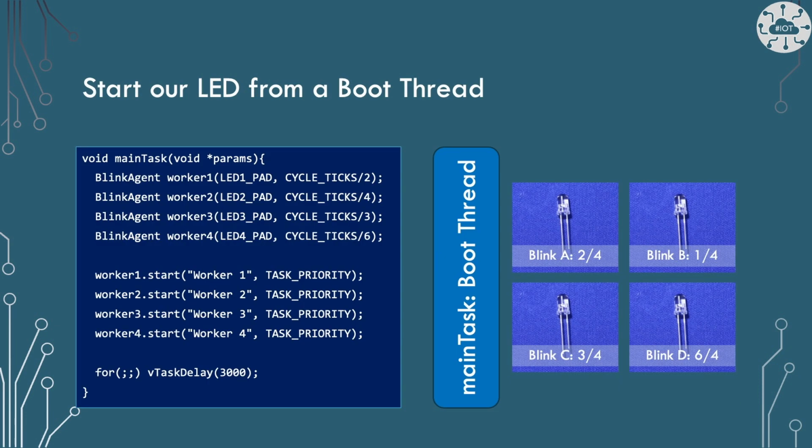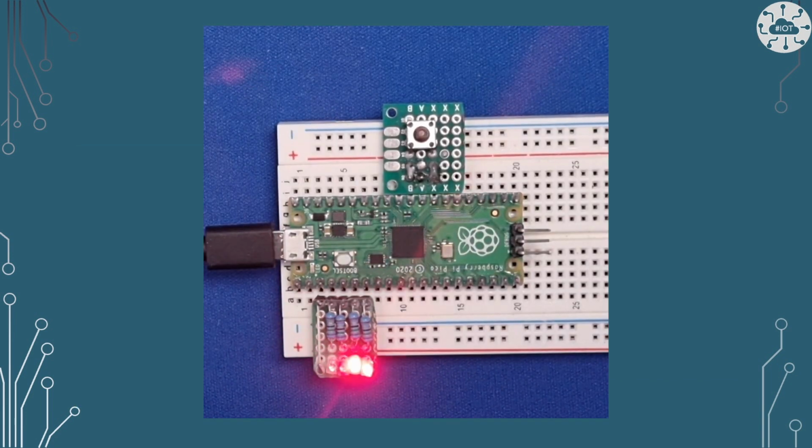We need to create our tasks and start them up. I do that through a boot thread, or main task as it is called in this example. It just creates them, giving them the GPIO pad to use and the delay speed in ticks that we want it to use. Then we can start each of the blink workers' tasks. They get names and priorities, but nothing to worry about. That gives me a Pico where I have these different blink speeds going on. How much easier was that than trying to code this into a single thread of code?